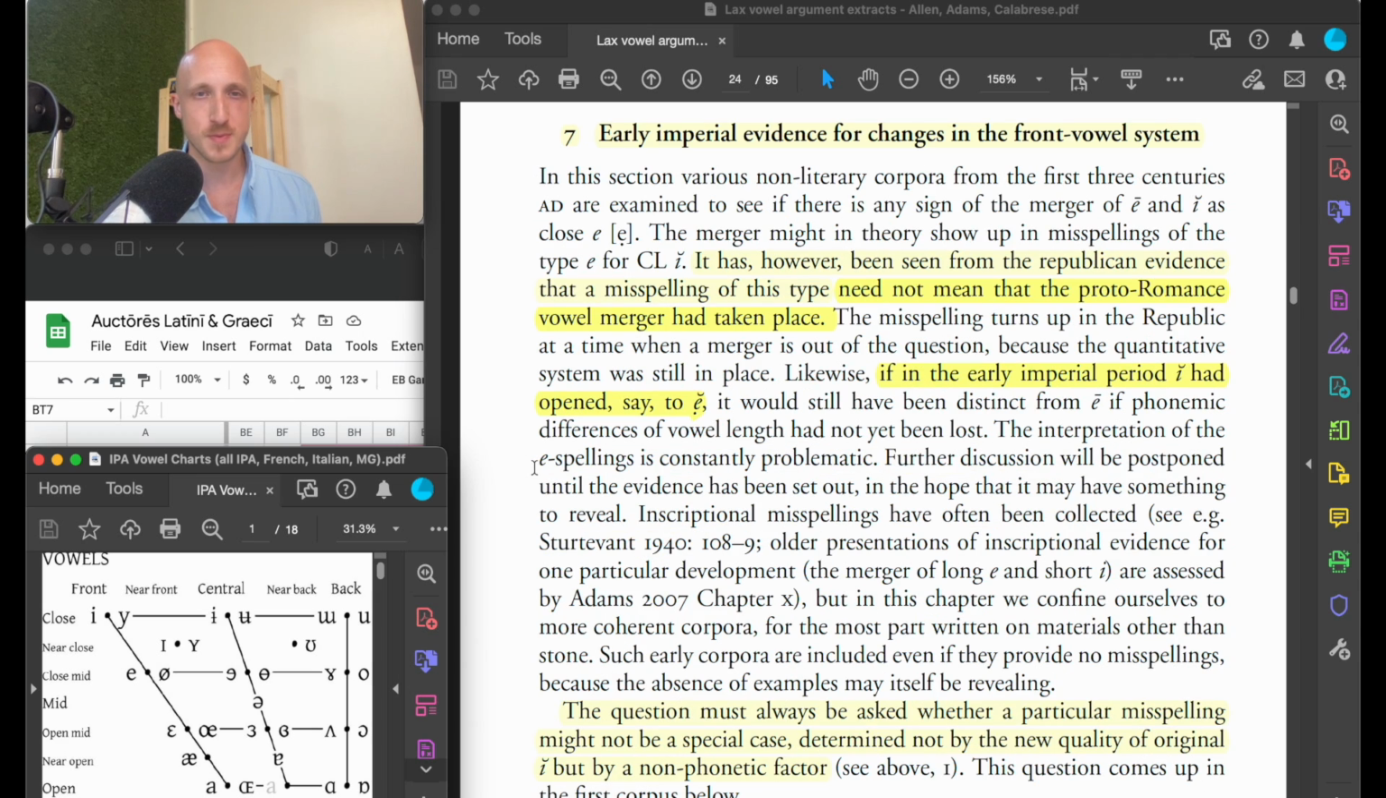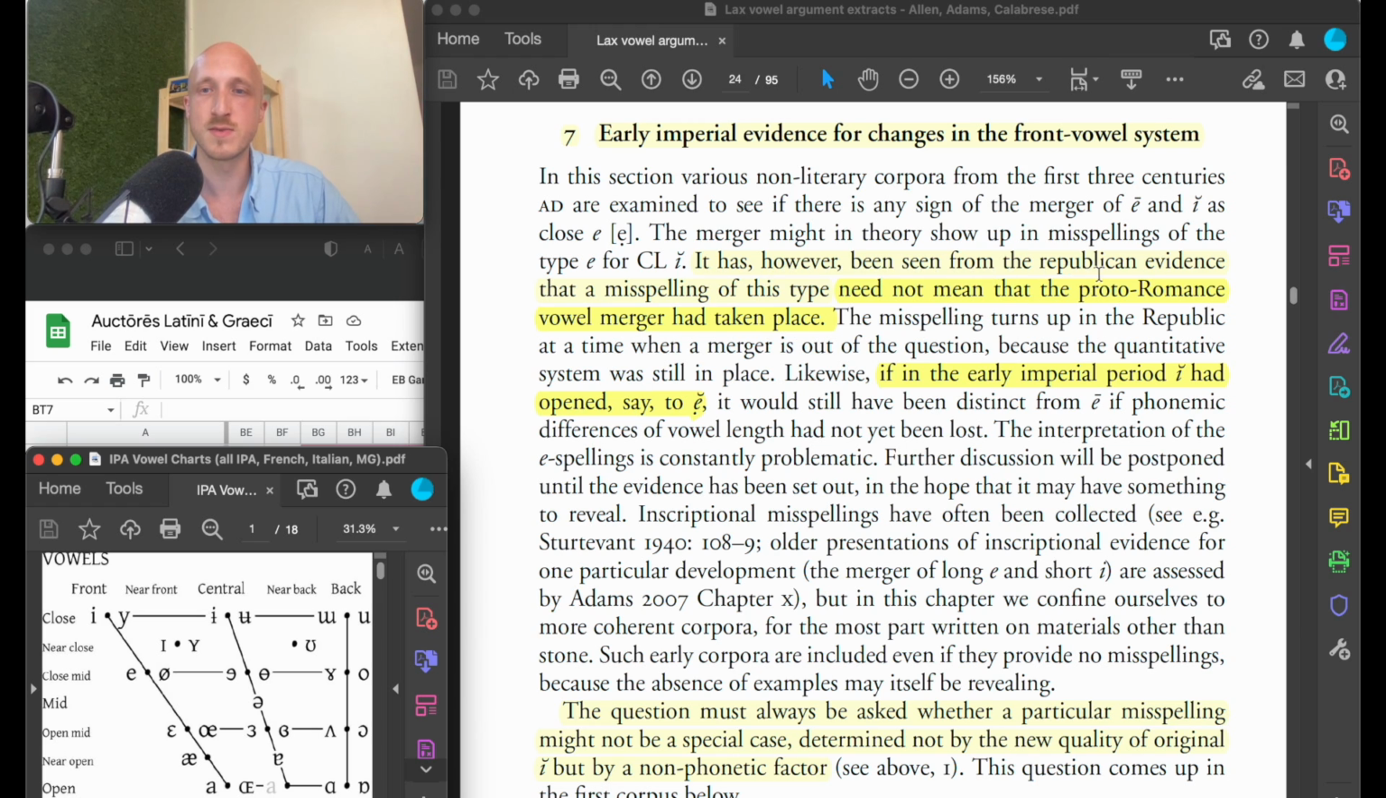Section 7, all right. Early imperial evidence for changes in the front vowel system. Now this is where we finally have the beginnings of actual usable evidence to talk about that which becomes the Romance languages. For example, pira becoming pera. That's what we're looking for. So far, all that we saw in all that early inscription stuff, not it.